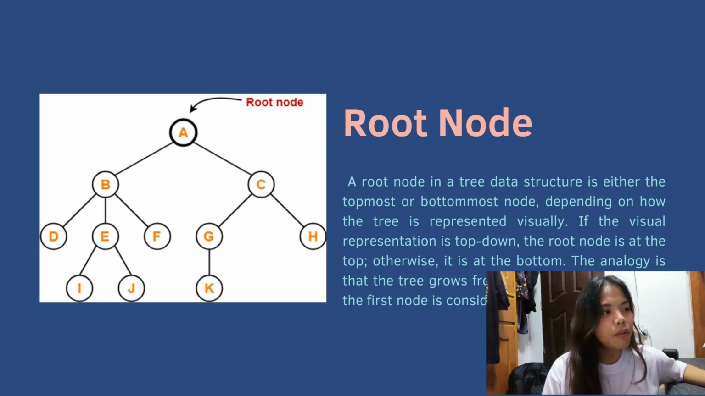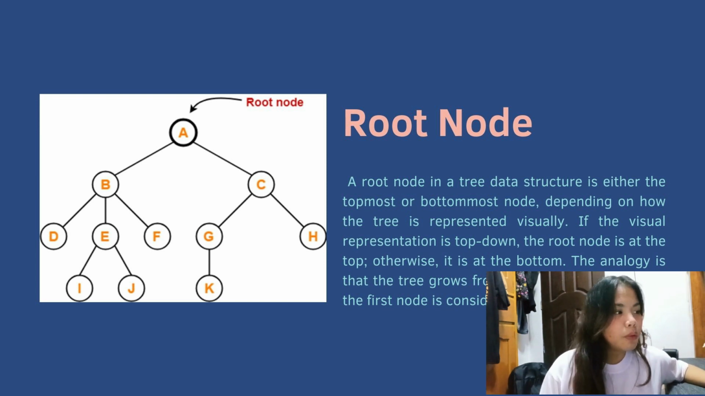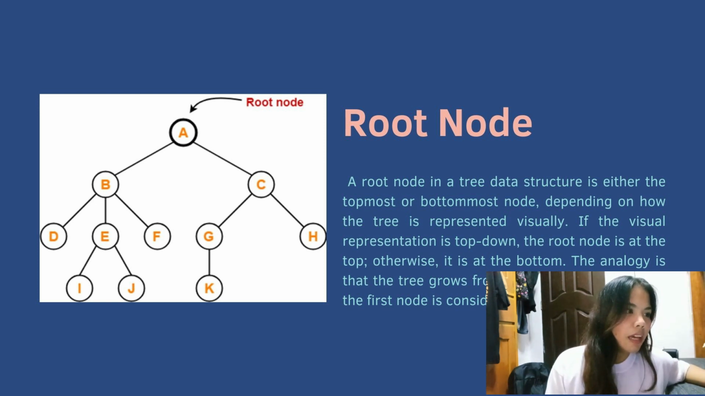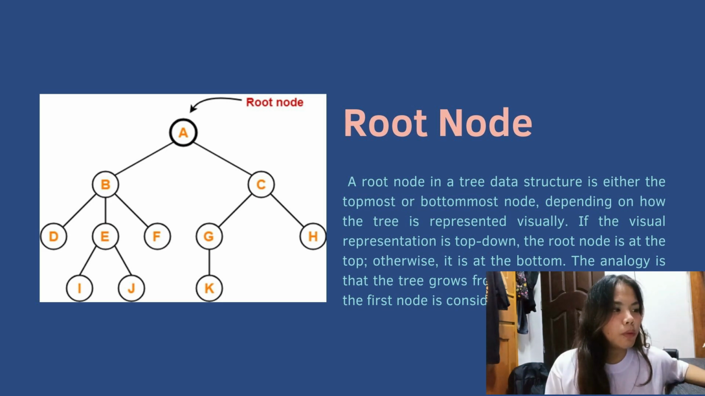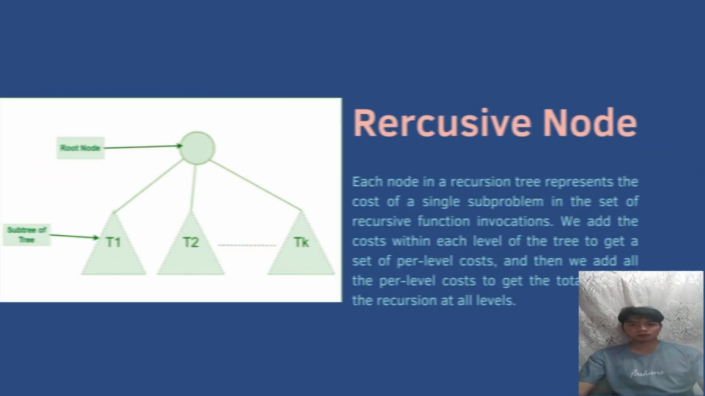Root node. A root node in a tree data structure is either the topmost or bottommost node, depending on how the tree is represented visually. If the visual representation is top-down, the root node is at the top, otherwise it is at the bottom. The analogy is that the tree grows from its root to its crown, so the first node is considered the top root.